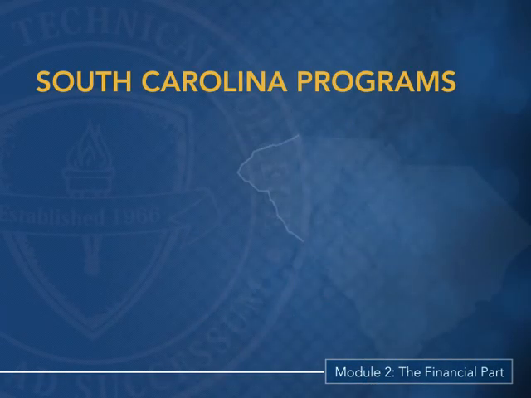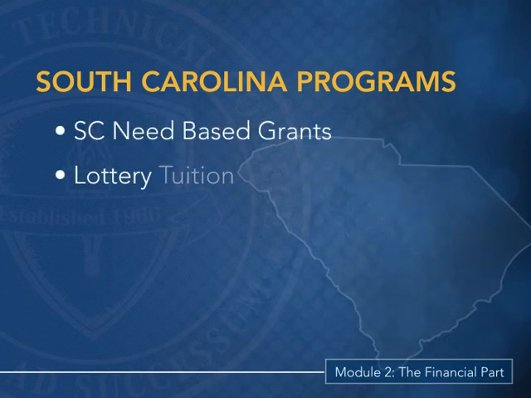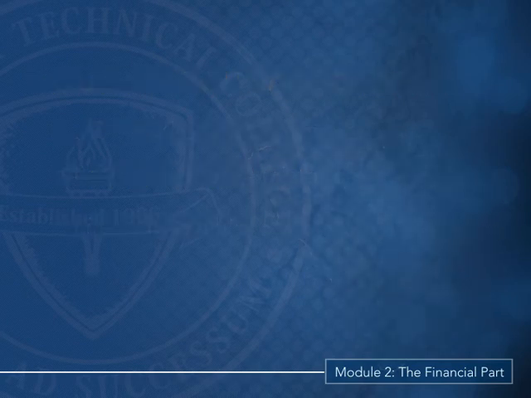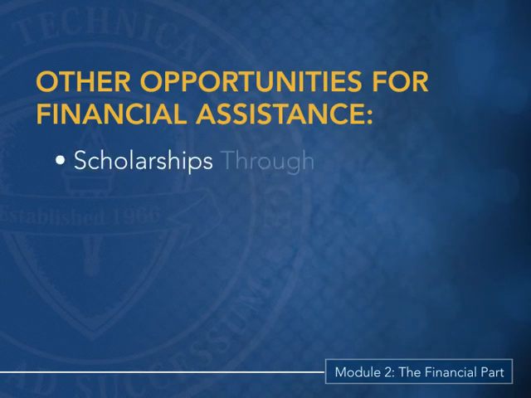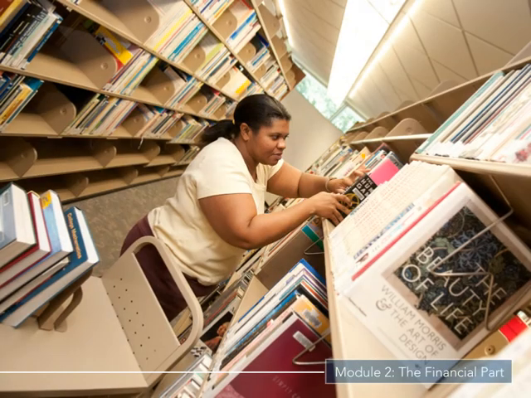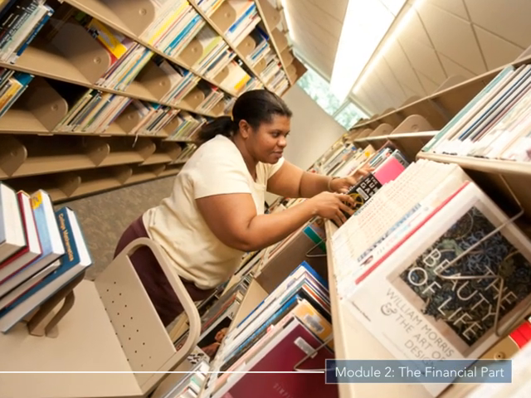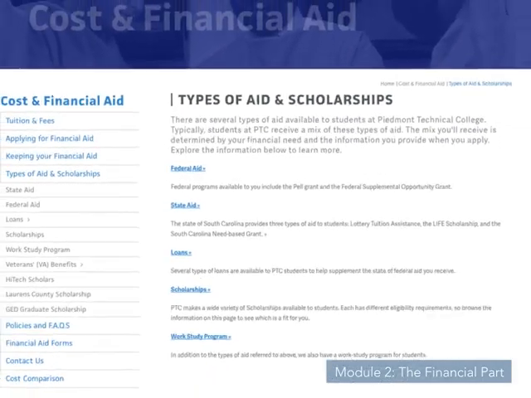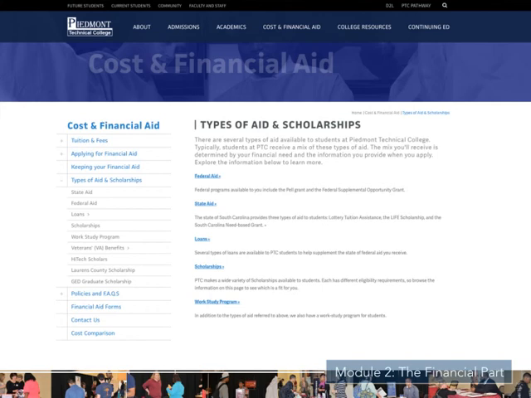South Carolina offers several programs, including need-based grants, lottery tuition assistance, and the Life Scholarship. Other opportunities include scholarships available directly through the college, student loans, and the work-study program, which allows students to gain work experience by working for the college while earning an hourly wage. To learn more about these programs and their requirements, visit the Types of Aid and Scholarships page in the Cost and Financial Aid section of the college's website.